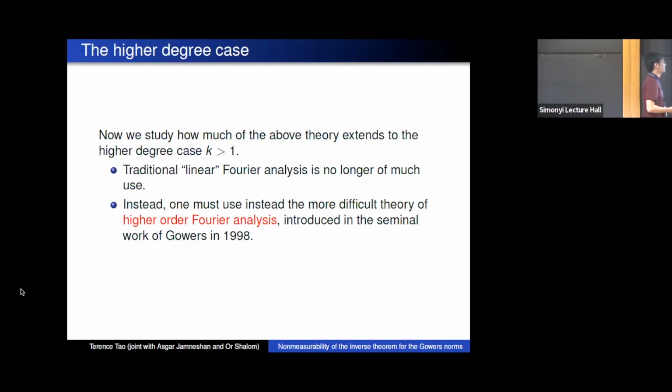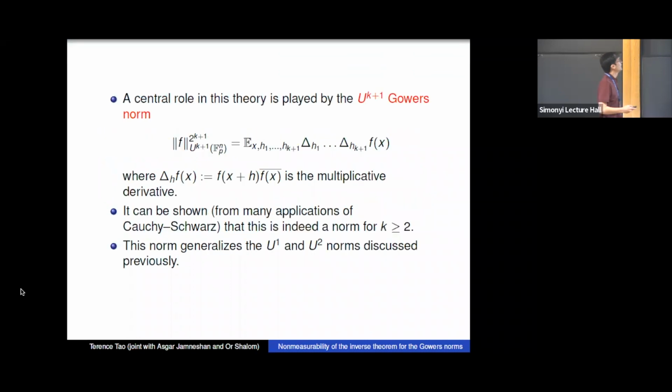So now let's talk about higher degree. For k=1, linear Fourier analysis basically answers every question. For k bigger than 1, it's been realized for decades that linear Fourier analysis is not the right tool. So there's this more difficult theory of higher order Fourier analysis, basically introduced by Gowers in '98, which in principle answers these questions, but we're still working out some of the details of this theory. Quantitatively, it lags linear Fourier analysis in many ways. But many of the things I talked about still have analogs.